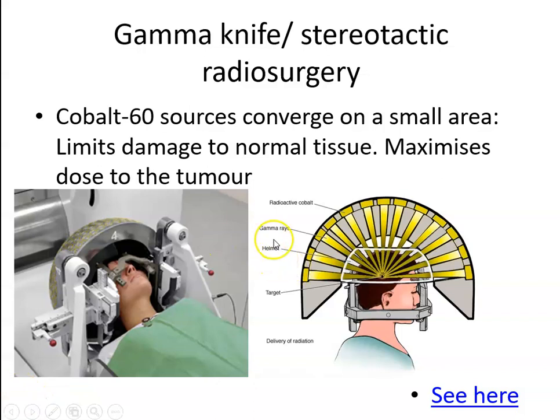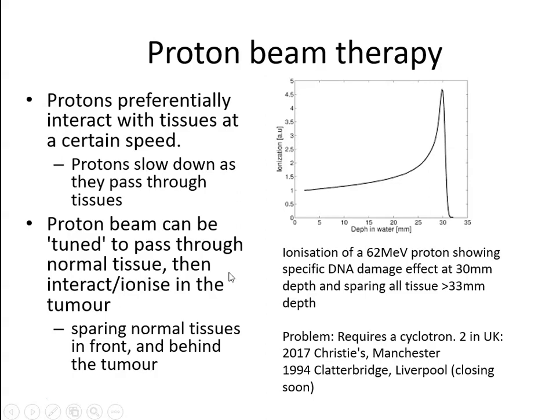Now also we're thinking about brain tumours. The most important thing about brain tumours when you're doing radiotherapy is not damaging structures, and this is where proton beam therapy comes in. So you might have heard about proton beam therapy in the media quite a bit.